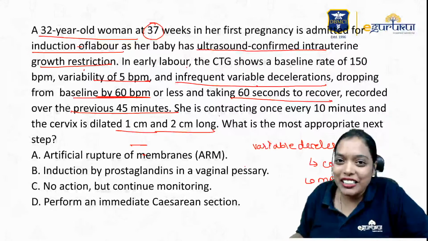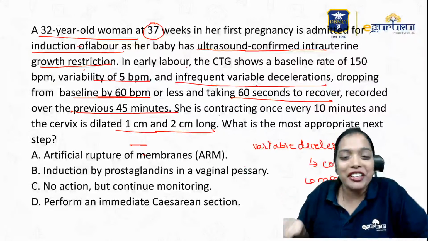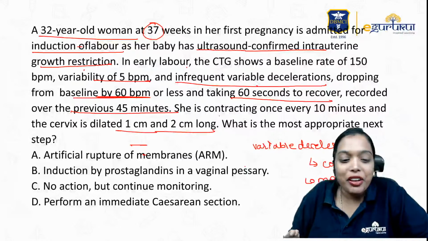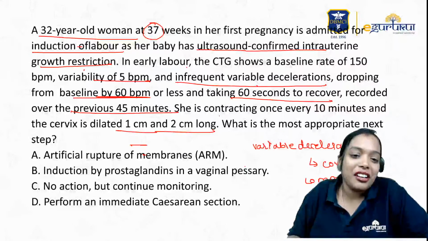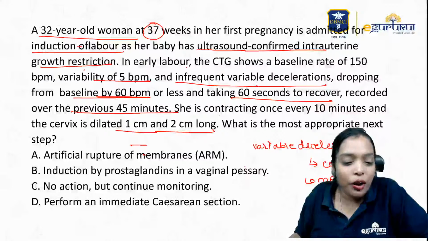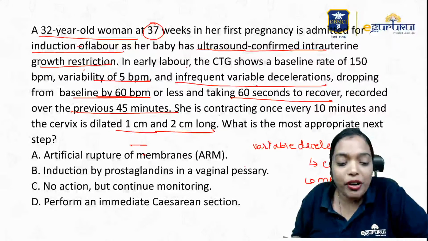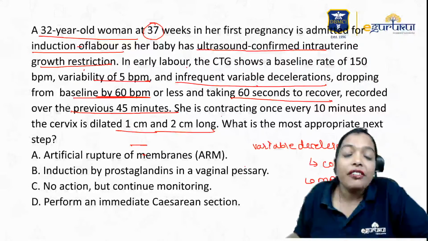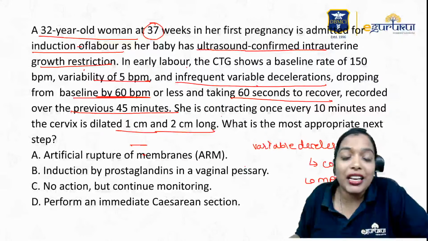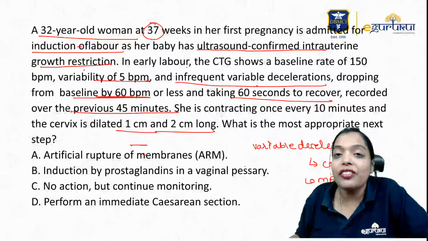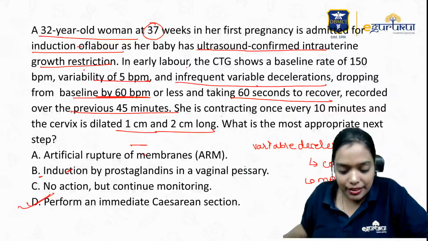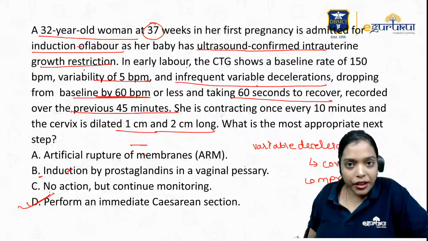Actually, answer is very easy, no? Anything goes wrong, you can always go for a cesarean section. And here there is a definite indication where baby's heartbeat is dropping so much. And if you do ARM, further it will drop down, right? And you cannot continue monitoring. Already you have continued for past 45 minutes, right? You cannot induce her because it's a bad CTG. Whenever you're inducing, you will first do CTG and then induce. If it is a bad CTG, we avoid induction. So perform an immediate cesarean section. Okay.